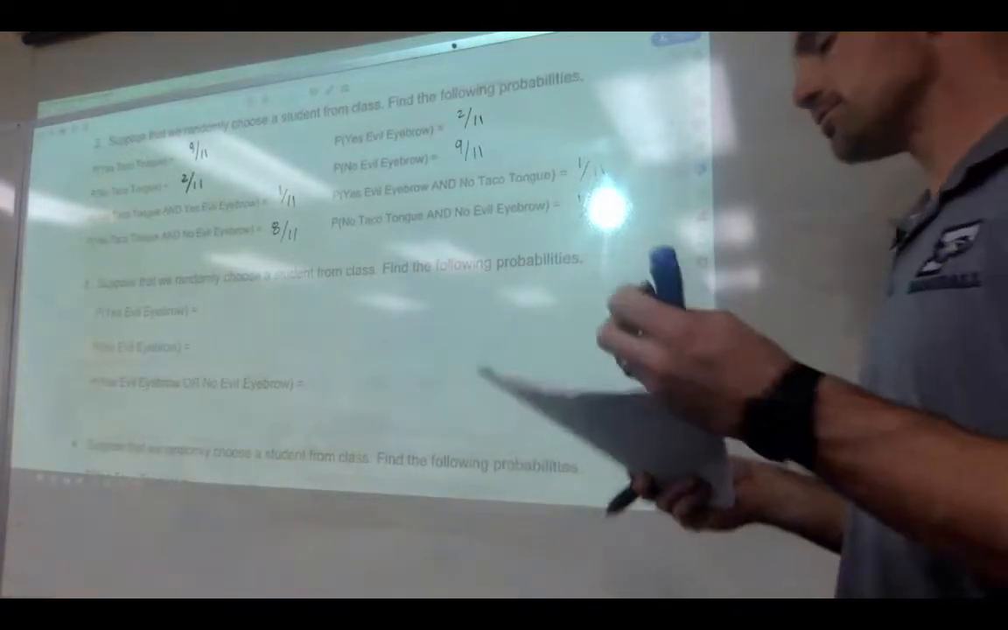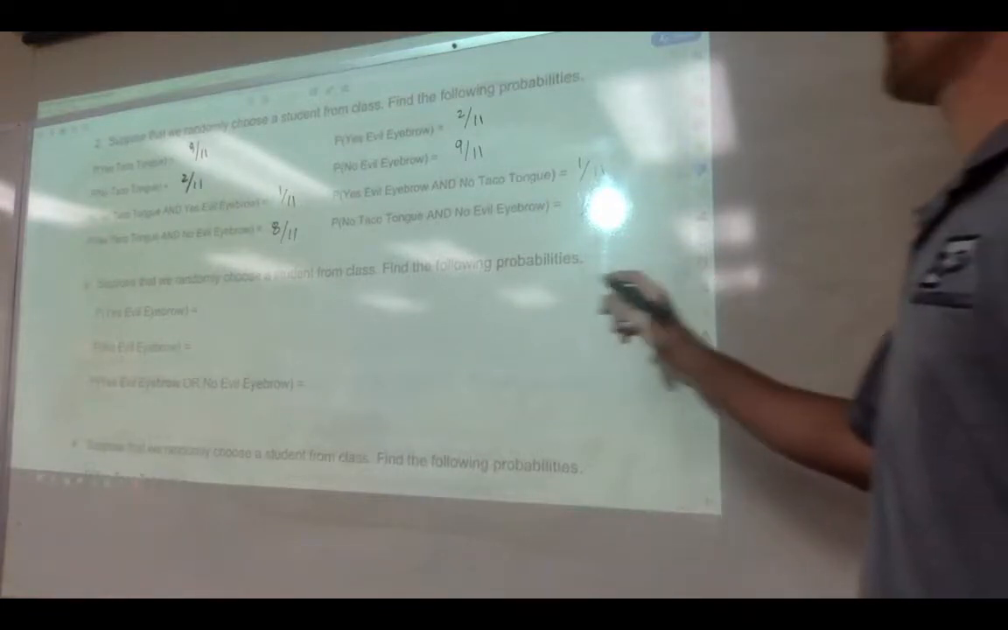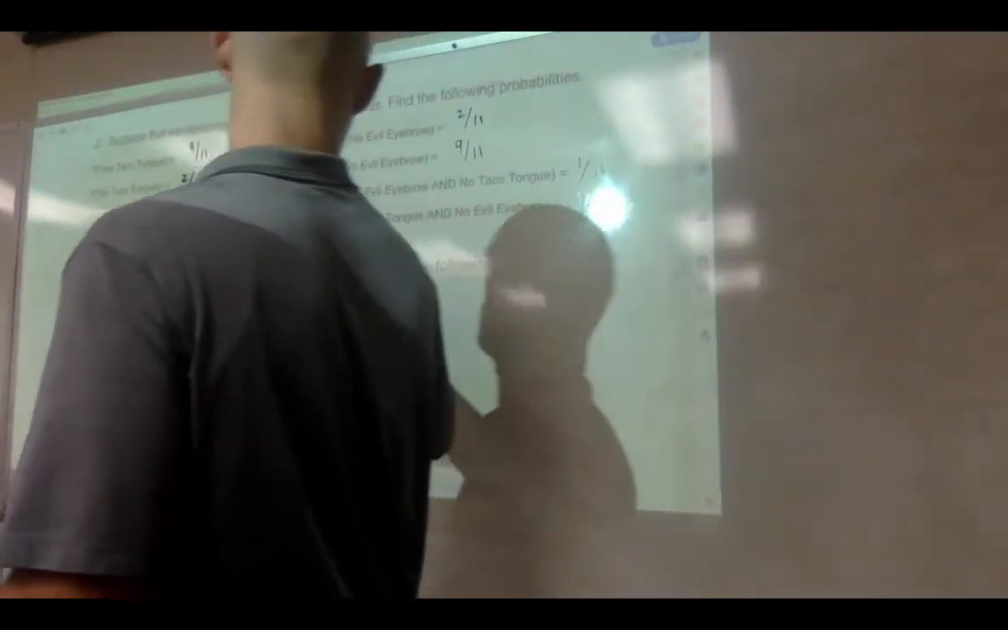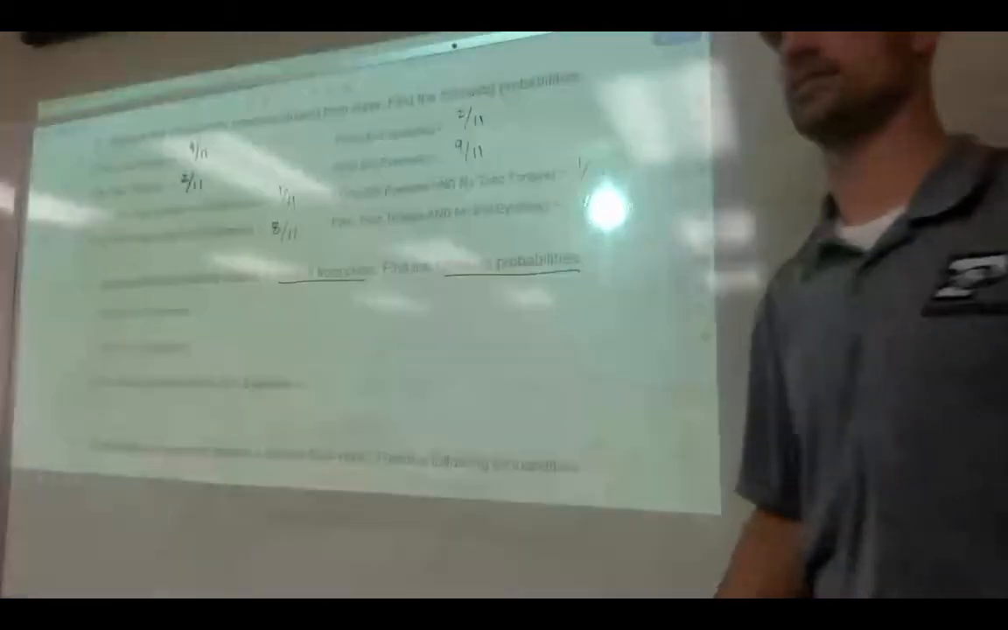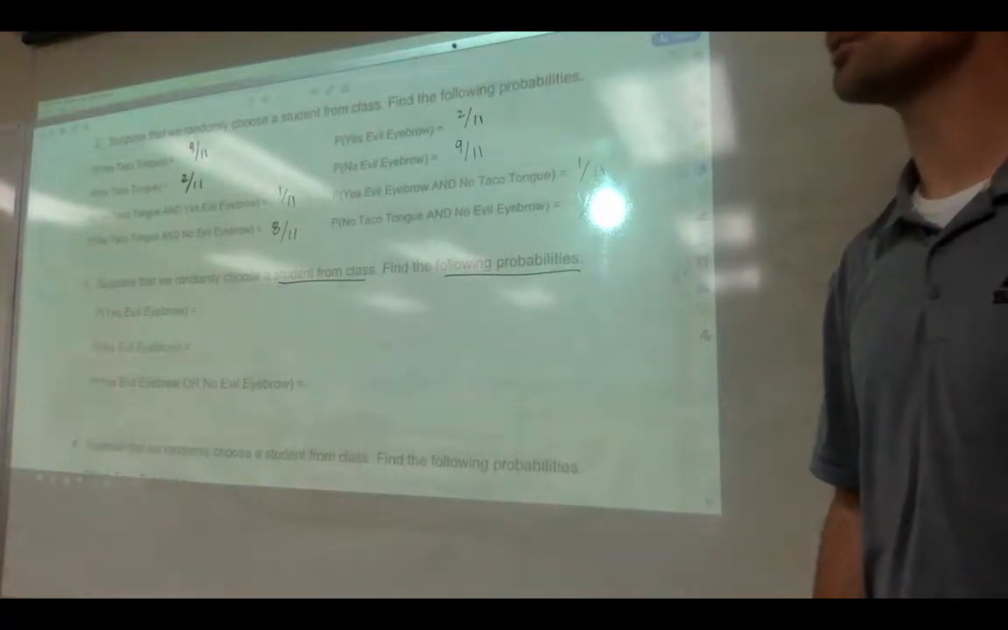So let's suppose that we randomly choose a student from the class. Find the following probabilities. What's the probability of yes, evil eyebrow if we pick randomly from the class? 2/11. Where do we get these probabilities? From the chart. We're going to get them from the chart.